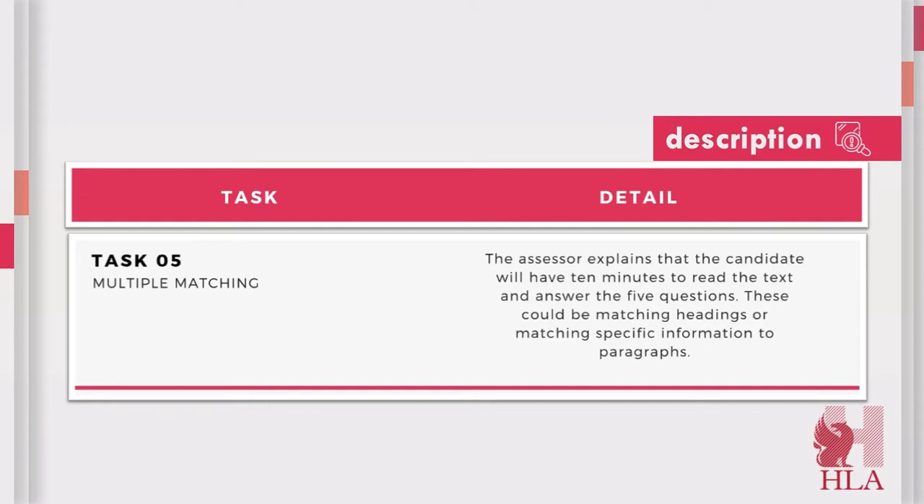In task 5, the assessor will explain that you have 10 minutes to read the text and answer the 5 questions. These could be matching headings or matching specific information to the paragraphs. The answers to these questions are shared with the assessor by emailing them back.